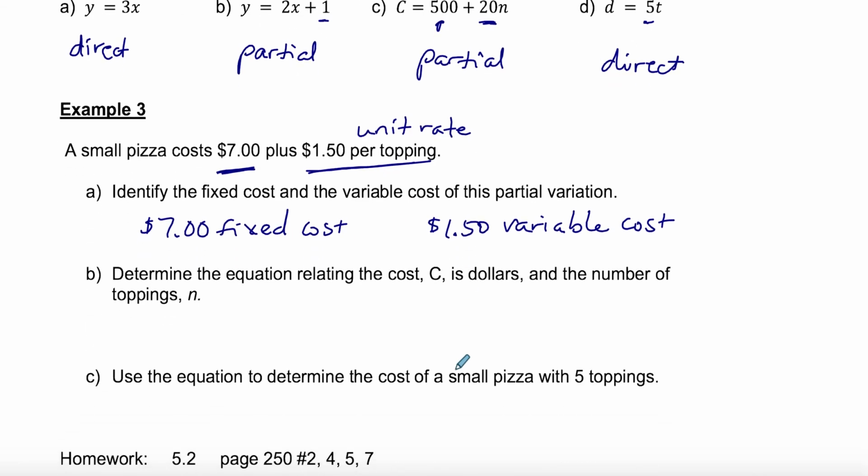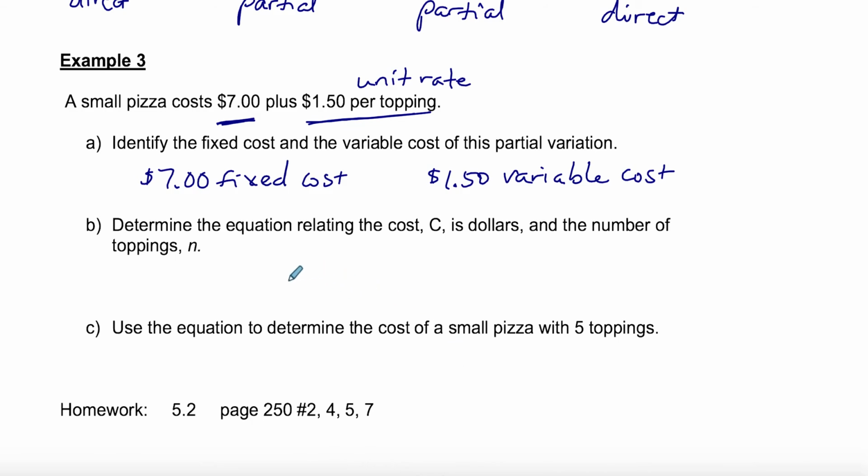So determine the equation relating cost and the number of toppings. So the cost of this pizza is $1.50 per topping. So we are going to need an n for number of toppings. The variables don't really matter to me at all, but $1.50 for every topping. That way, if I sub in 1 topping, I do $1.50 times 1. If I sub in 2 toppings, I do $1.50 times 2. Plus, we have the initial value of the pizza, and that's just the $7.